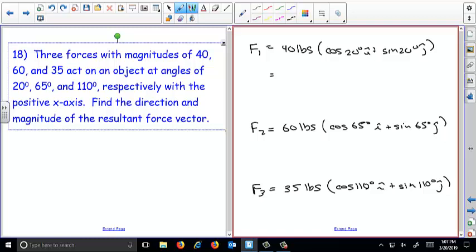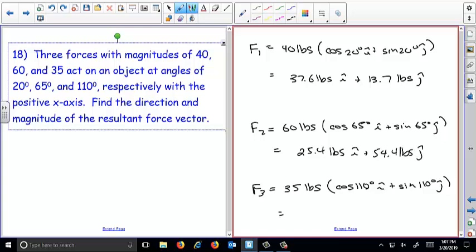40 times the cosine of 20 is 37.6 pounds I. Then we have 40 times the sine of 20 degrees. That's going to be 13.7 pounds J. Okay, the next one is 60 times the cosine of 65. So I get 25.4 pounds I. And 60 times the sine of 65 is 54.4 pounds J.